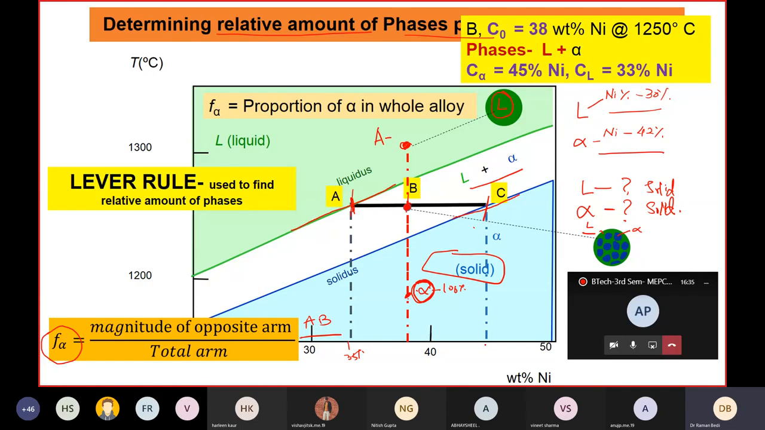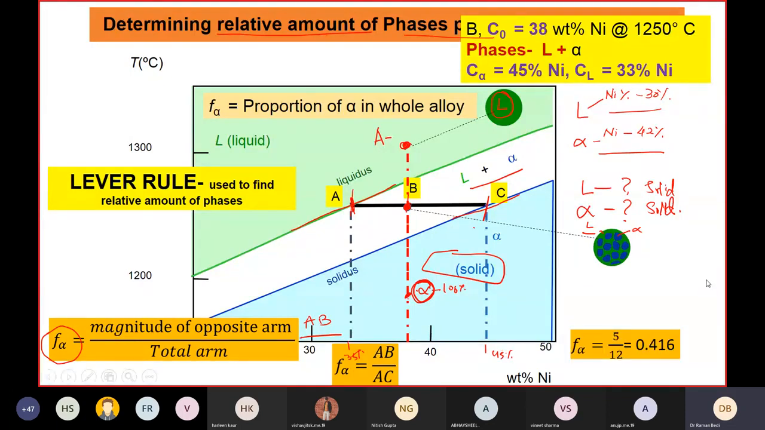And I can then find out the magnitude of the opposite arm of the lever, that is AB, and divide it by the total length of the lever, that is AC. So AB upon AC will give you what we call the relative proportion of the solid phase, F alpha. And F alpha is here found like AB upon AC. So as I said already, you found AB as 38 minus 33 upon 45 minus 33. This is nothing but this one.